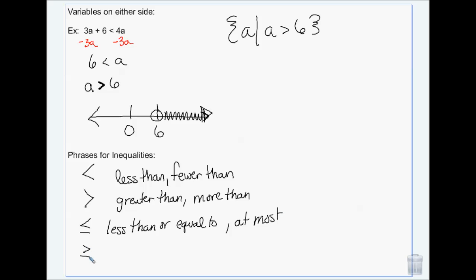And then if you have greater than or equal to, that's the same thing as at least. You know, how much is it going to cost us to go to Disney this weekend? It's going to be at least $100 each.